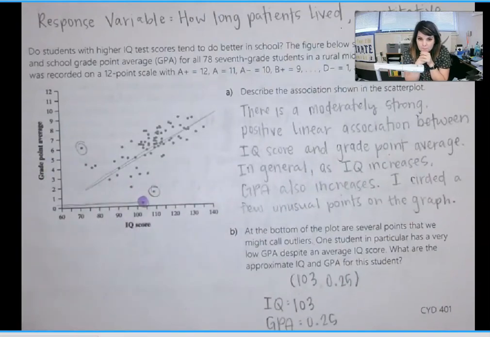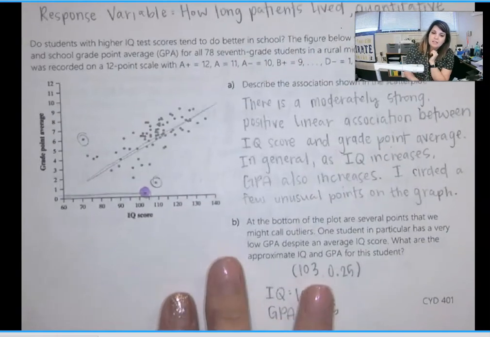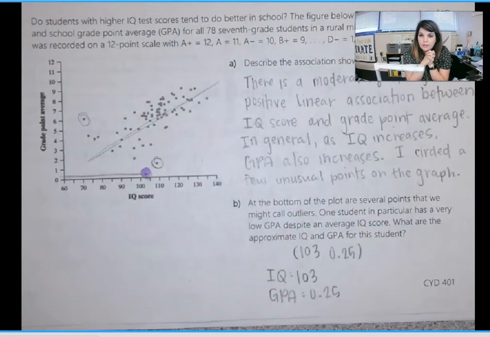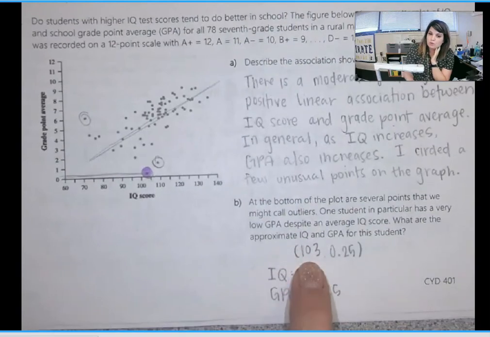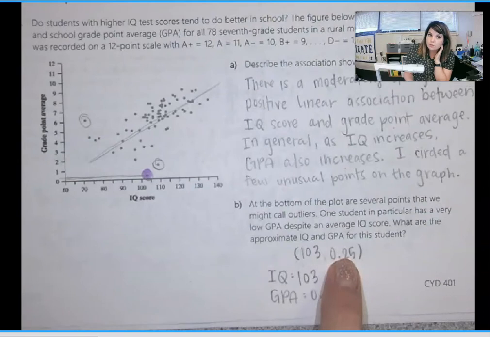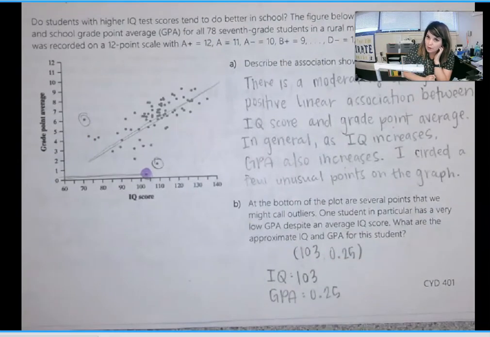The student that has a low GPA and average IQ score, I estimated it to be 103 and about 0.25. Your book had the same as me, 103 here, but theirs was 0.4. So as long as you're less than 0.5, you're probably good on whatever your estimation was.